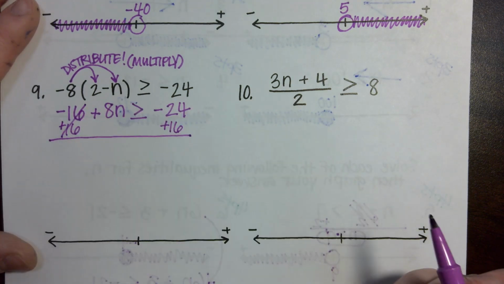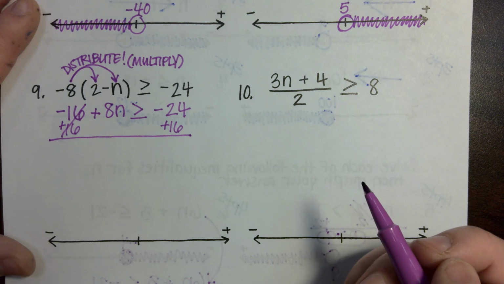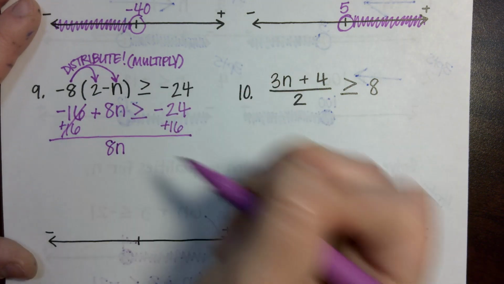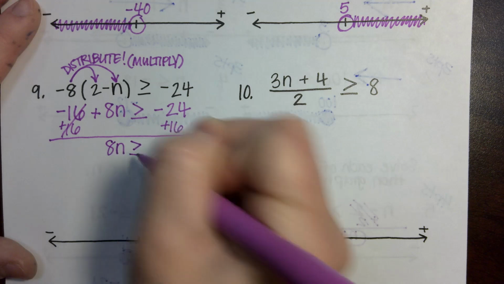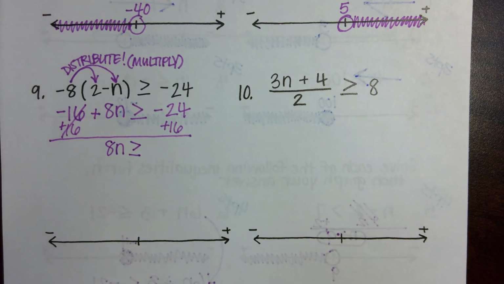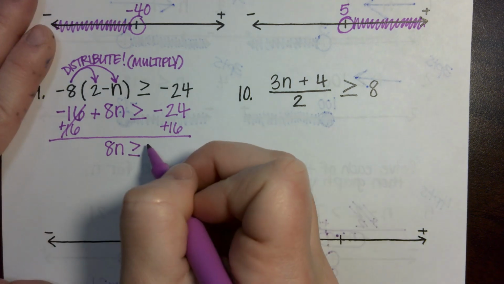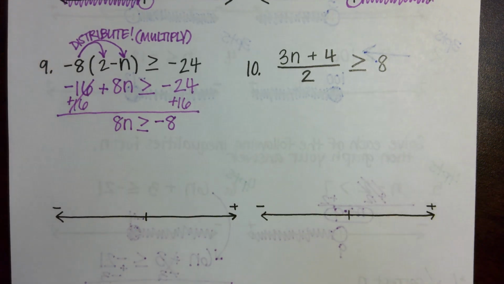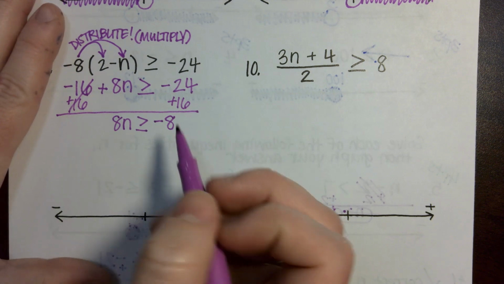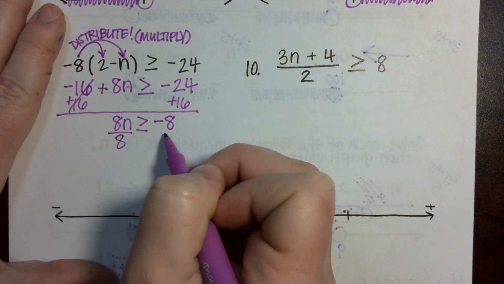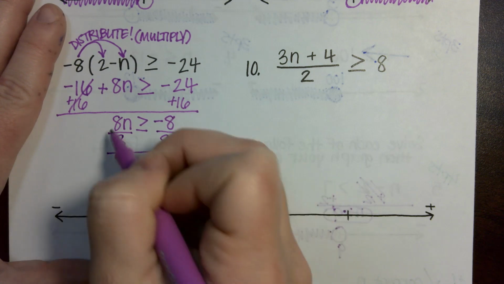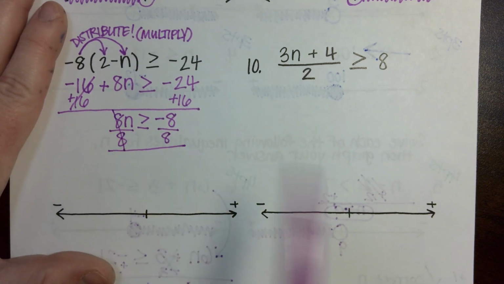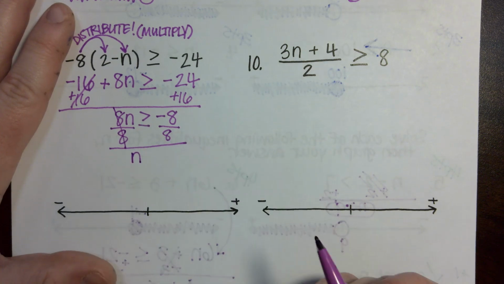My 16s will cancel. Perfect. Bring down 8 times n. Greater than or equal to. And what is negative 24 plus 16? Negative 8. Good job. All right, we are to the final step. What do we do here? Say that again. Divide. Good. I thought I heard you say add 8. I was like, no, not quite. That's all right. Okay, so our 8's cancel. That gives us n is what?